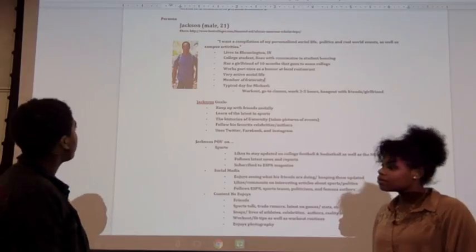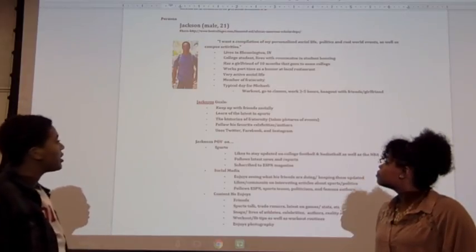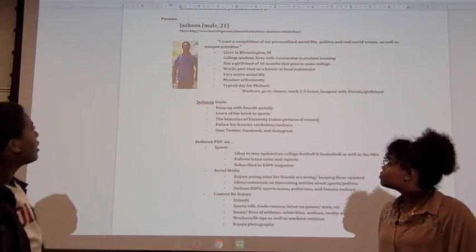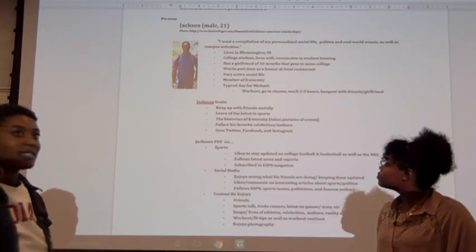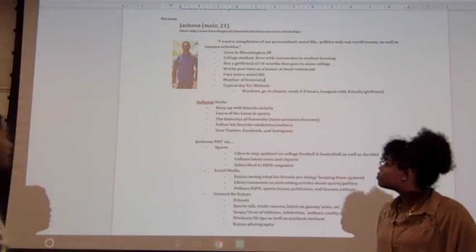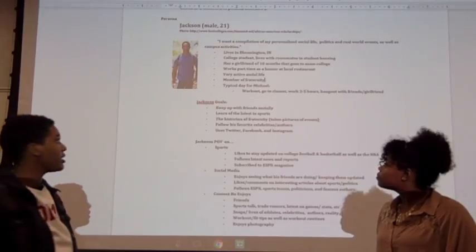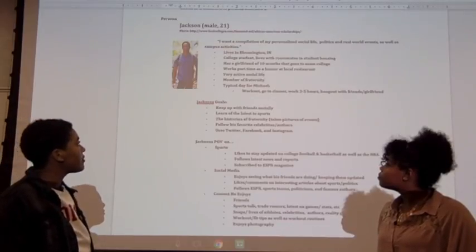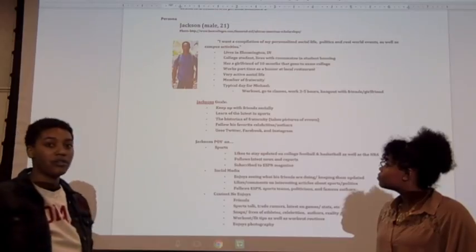Our persona we created was Jackson. He's a male. He's 21 years old. Jackson is a student in Bloomington, Indiana. He lives with his roommates in a student house, and he has a girlfriend. And he works part-time as a busser at a local restaurant. He's also very active in his social life, and he's a member of a fraternity.